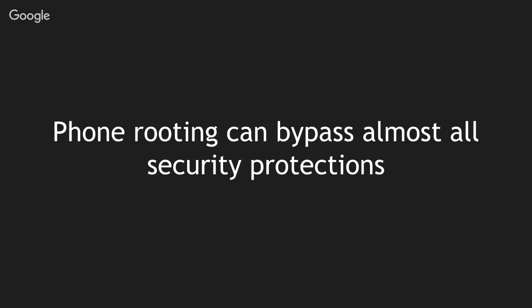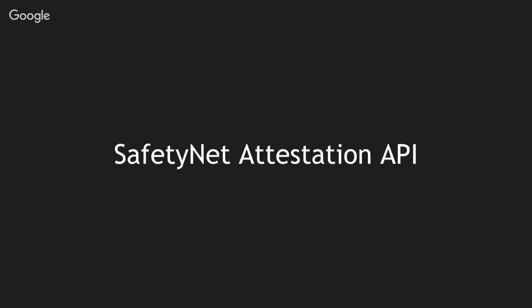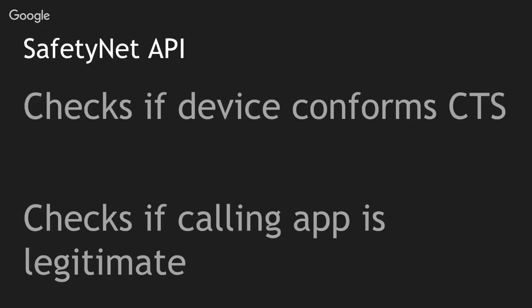So as you can see, phone rooting can bypass almost all security protections, and Google was aware of that fact, and they invented, basically, they bought a company that was doing a thing called SafetyNet. This SafetyNet attestation API does two things. First, it checks if the device conforms to the CTS, and the second thing SafetyNet does is check whether the calling app is legitimate.